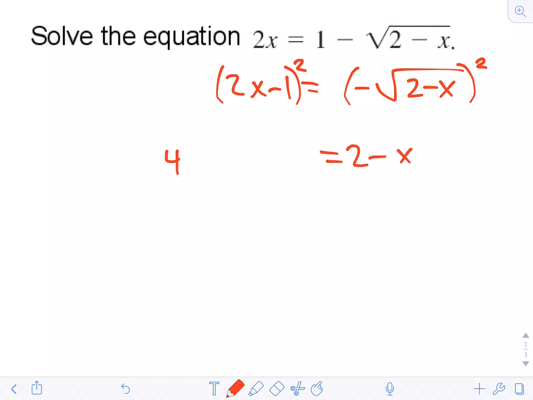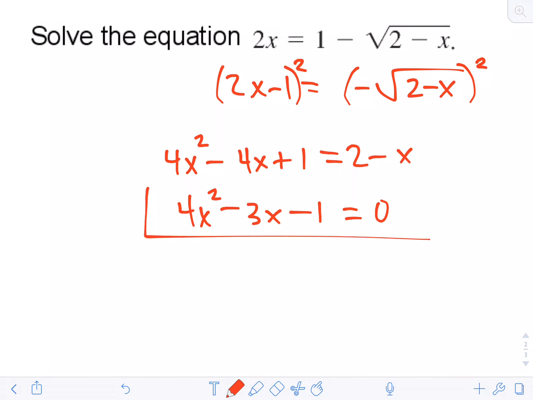On this side, we're left with 4x squared minus 4x plus 1. And then we could just solve it like we did before. Bring the x over, we're left with negative 3x. Bring the 2 over, we're left with minus 1, and we have a 4x squared. And in this case, we can go ahead and solve it using the quadratic formula or factoring again.